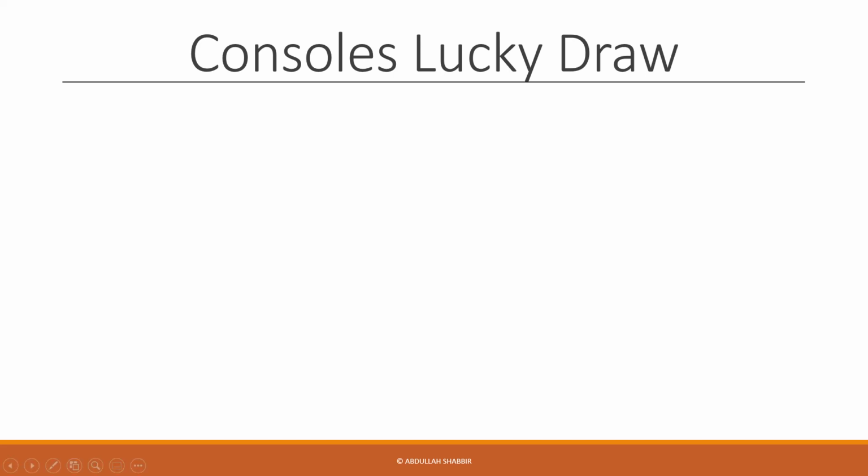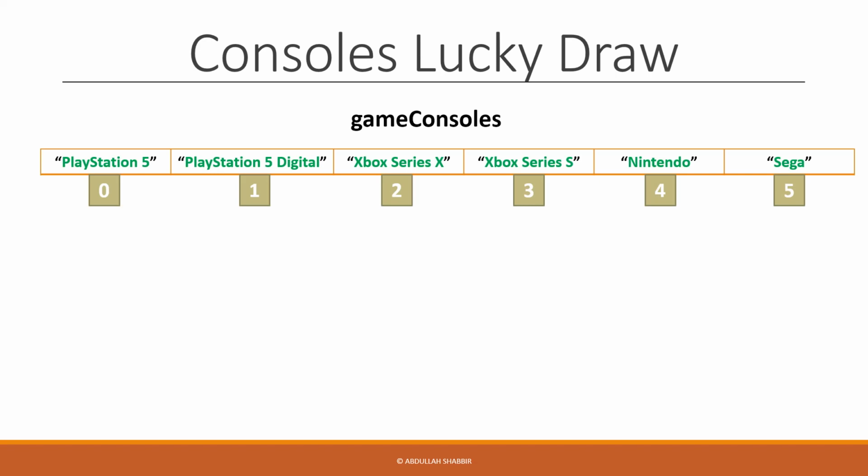Let's make a function that simulates a lucky draw for the new and shiny game consoles in the market. What we want to do is declare an array of strings that holds all our game consoles, which looks something like this. To do that, we type in string followed by the square brackets, which means that we are creating an array of strings, and then the name of our array, in this case gameConsole, followed by equals and the curly brackets, and inside that we list all the values we want to store.